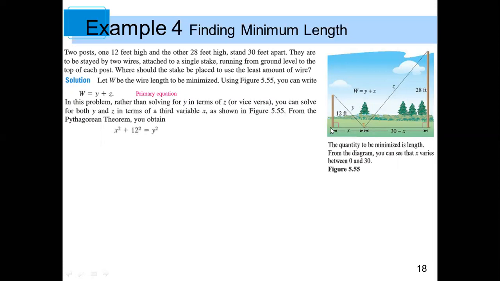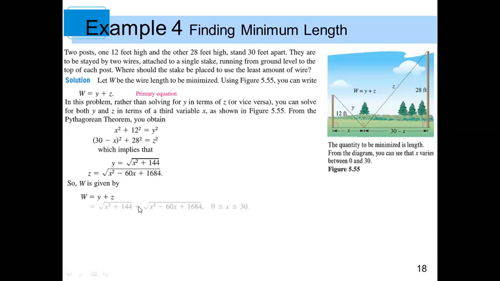Okay? So for this one, I have x squared plus 12 squared equals y squared. And from this one, I have (30 minus x) quantity squared plus 28 squared equals z squared. Which implies that y equals the square root of x squared plus 144. And if I FOIL this out and combine like terms, I get z equals the square root of x squared minus 60x plus 1684. So W is given by y plus z, so I add those two. And I know that x has to be between 0 and 30 because x is where I put the peg. So I can either put it at the first post, the last post, or somewhere in between.